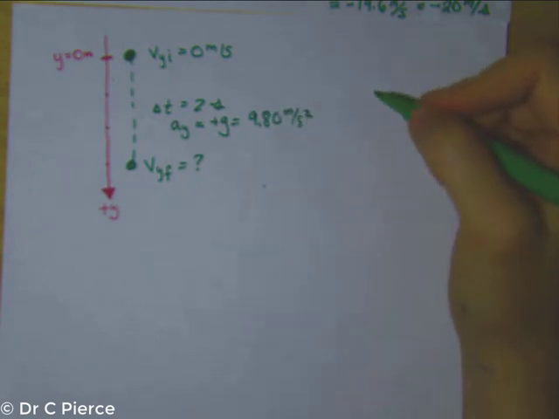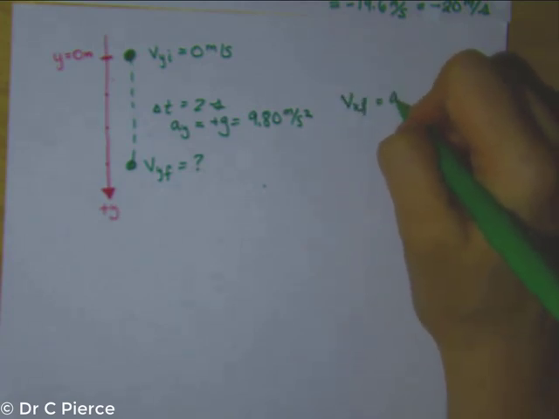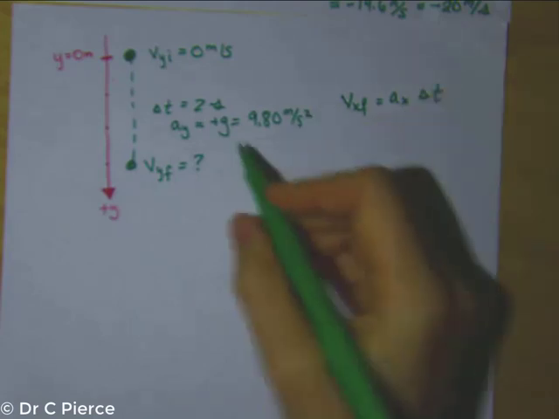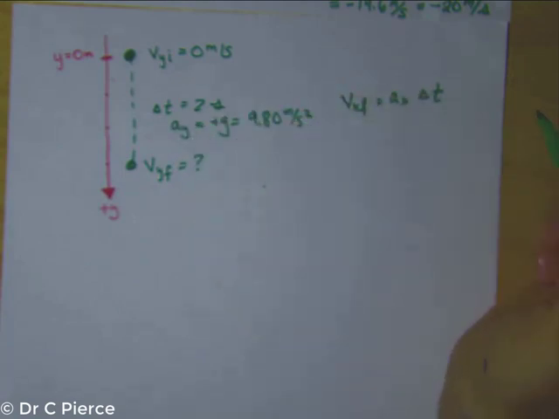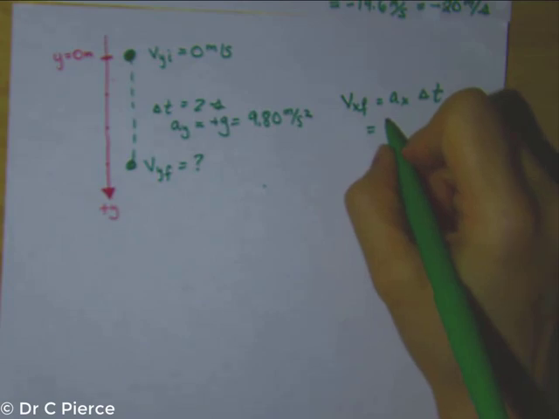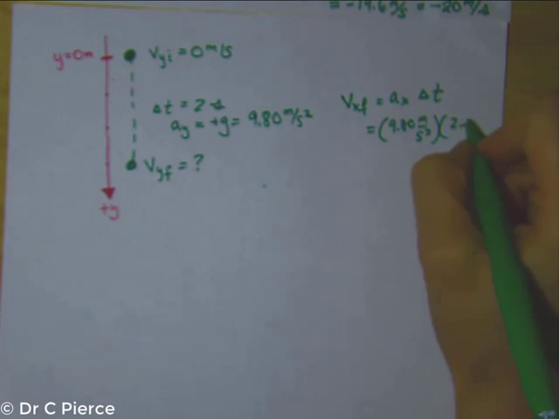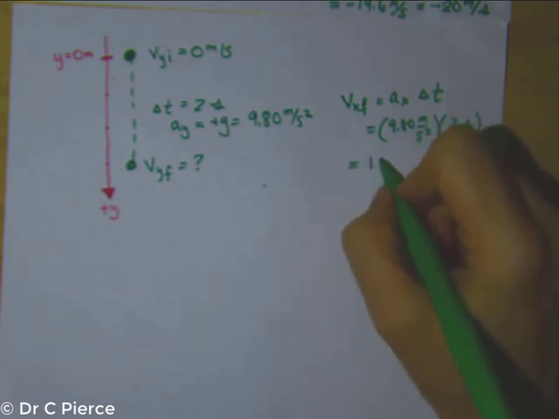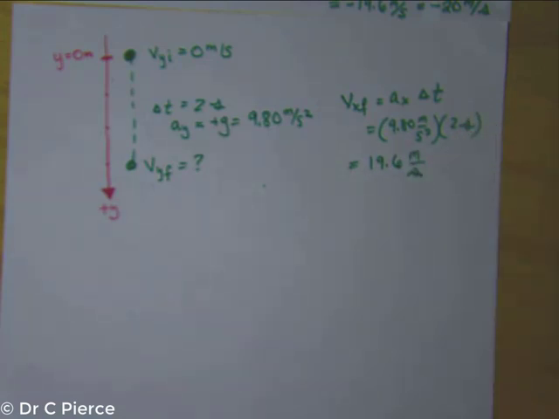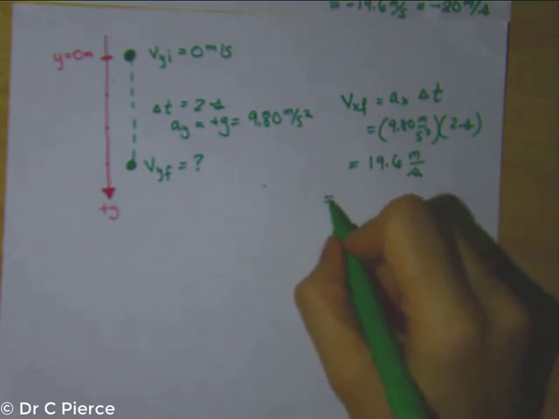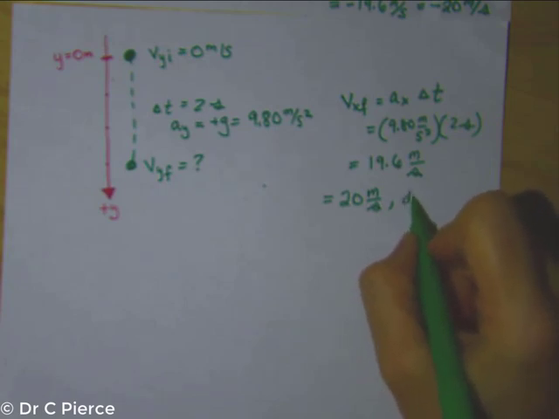So if I use the same equation that we had used before, v_yf is equal to a_y delta t, but this time I'm going to plug in a positive acceleration because that's how we decided we should align our coordinate system, which will be 9.80 meters per second squared times 2 seconds. So we get positive 19.6 meters per second, and a positive here means downwards. So if I round this to 1 sig fig again, 20 meters per second downwards.